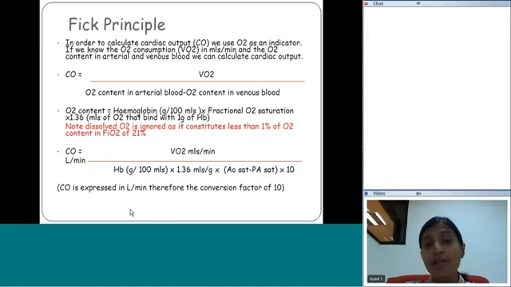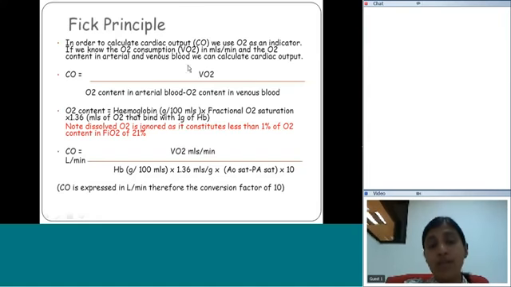Okay, so if we apply Fick's principle, and we want to calculate cardiac output. So cardiac output, which is in liters per minute, okay.